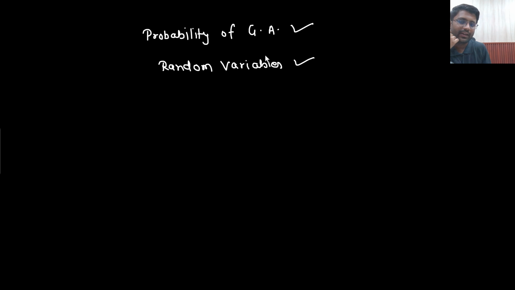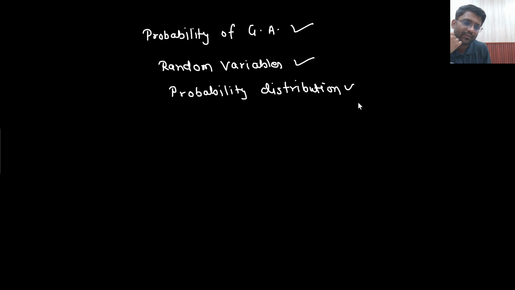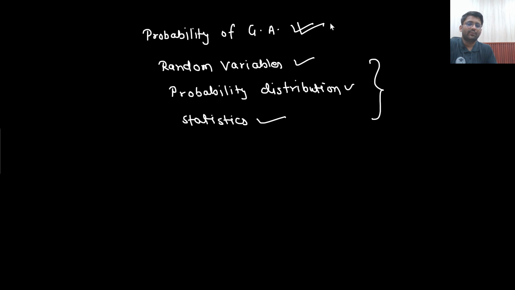After that, what do we need to study? In random variables, there will be a topic called probability distribution. This is not a topic of general aptitude. It is a topic of engineering mathematics. We will study probability distribution, and then we will study statistics. So these are the topics we need to study next. We will get started with random variables now, but for general aptitude, probability is completely done. Now you will be able to solve all the probability questions in your general aptitude.